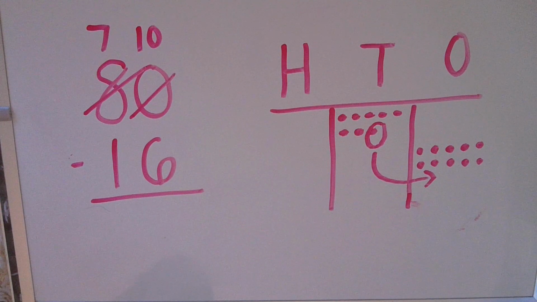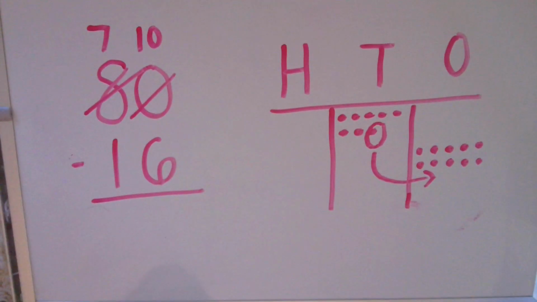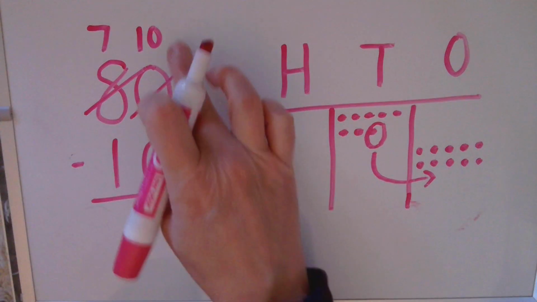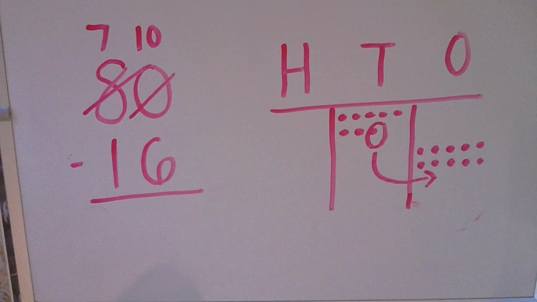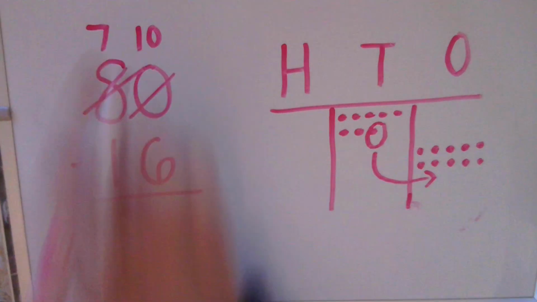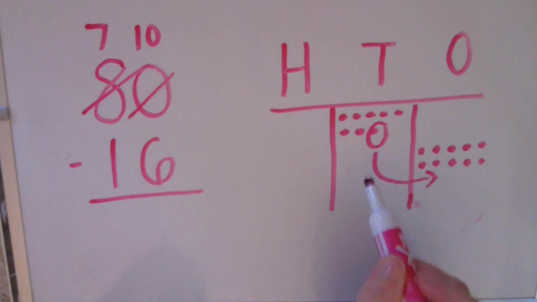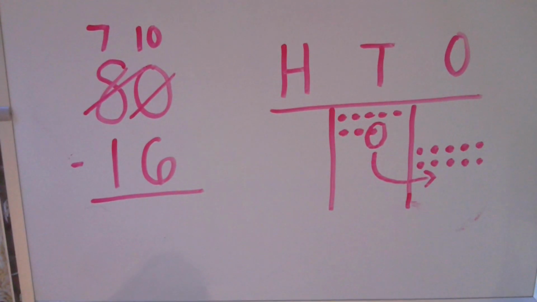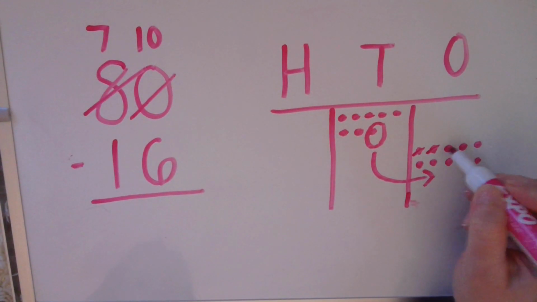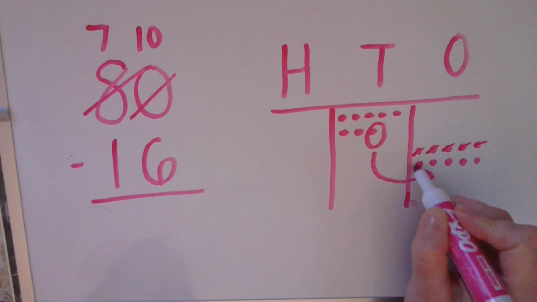And before we subtract, we want to make sure that our equation and our drawing match. So we would say, do we have 10 ones? Yes, we have 10 ones. Do we have 7 tens? Yes, we do, because remember, we got rid of this one. Okay, now we are okay to subtract. 10 minus 6. 1, 2, 3, 4, 5, 6.